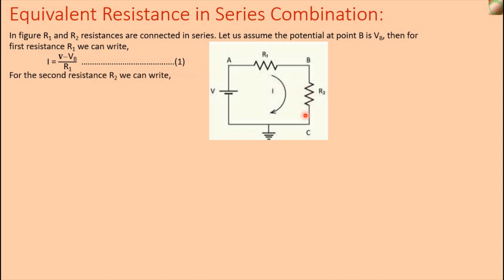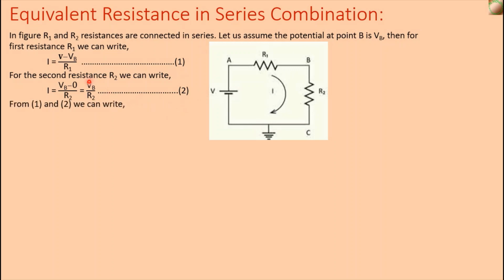For the second resistance, we can write I is equal to VB minus 0 divided by R2, because here at B the potential is VB and at point C the potential is 0. The potential difference between points B and C is VB minus 0. Therefore, I is equal to VB minus 0 divided by R2, which is equal to VB divided by R2. Equation number 2.